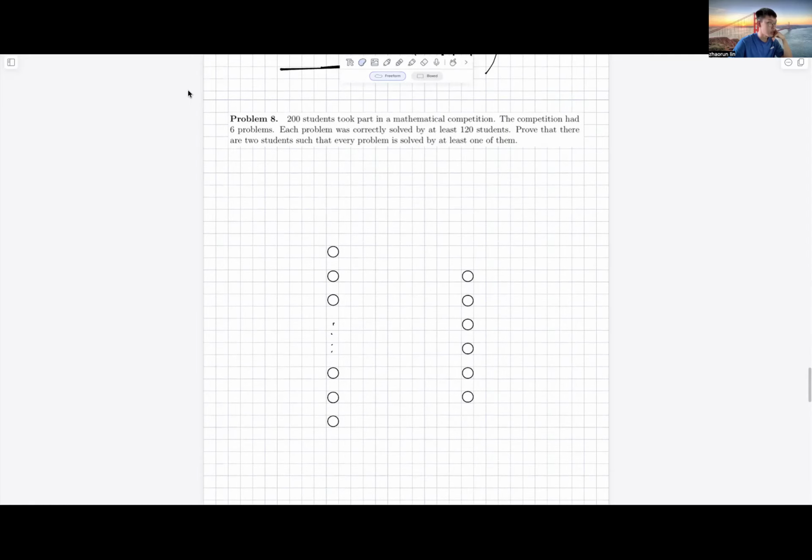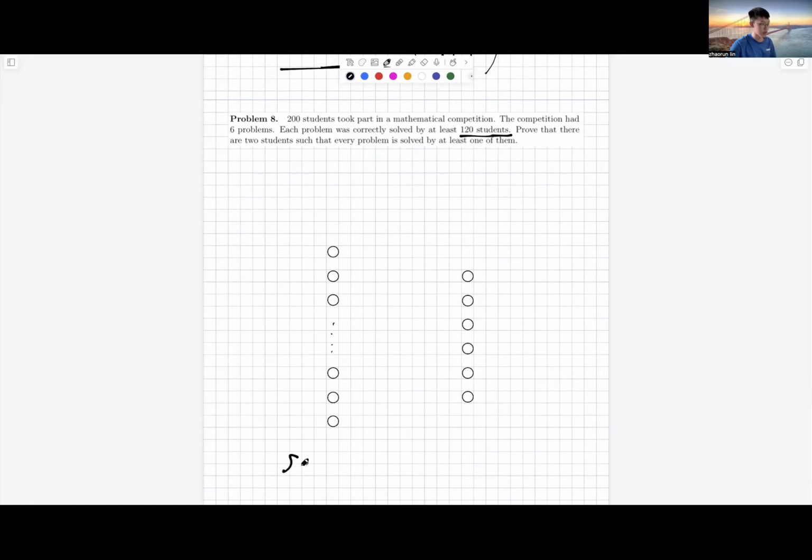For question 8, 200 students took part in a competition, and the competition has 6 problems, and each problem was correctly solved by at least 120 students. We have to prove that there are 2 students such that every problem is solved by at least one of them. So the union of the problem sets solved by these 2 students should be all of the problems. Let's consider a bipartite graph.